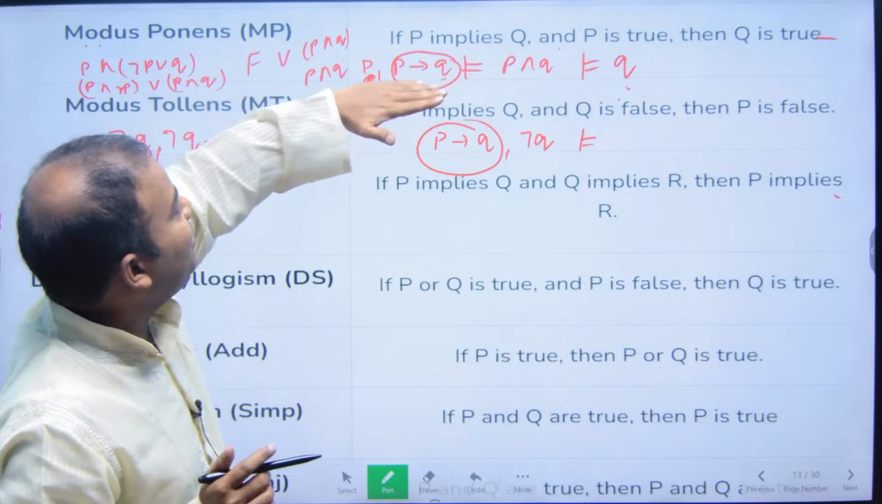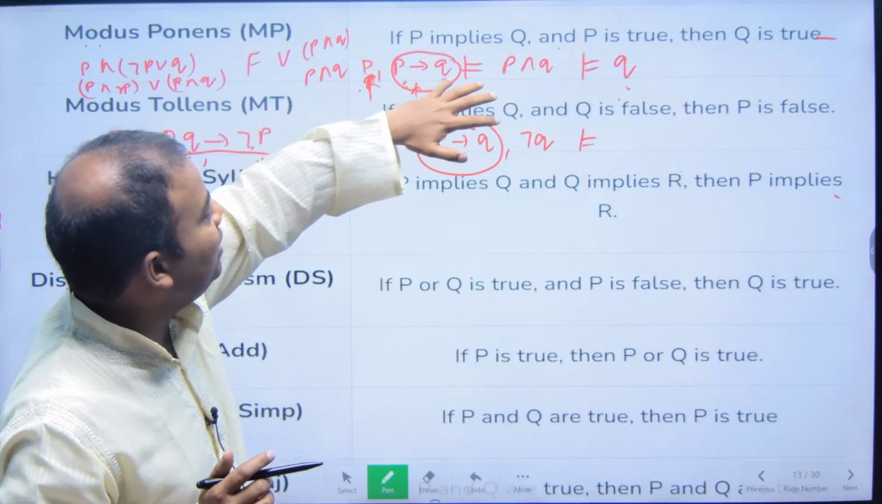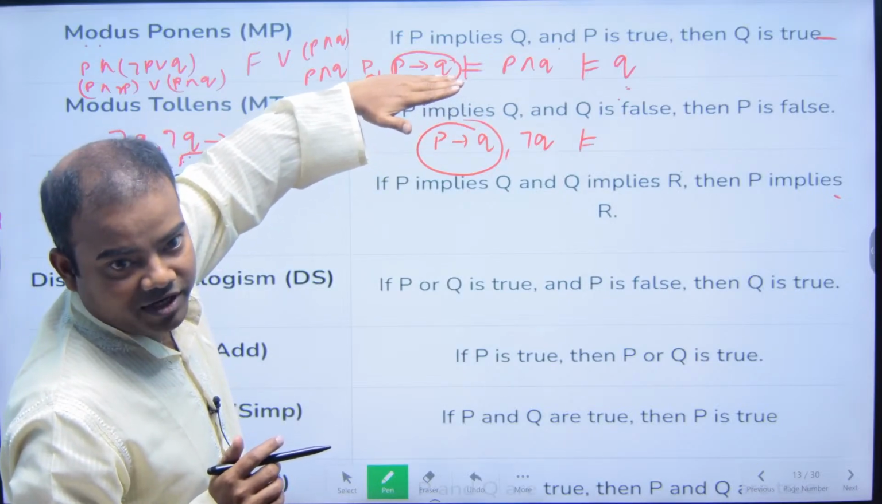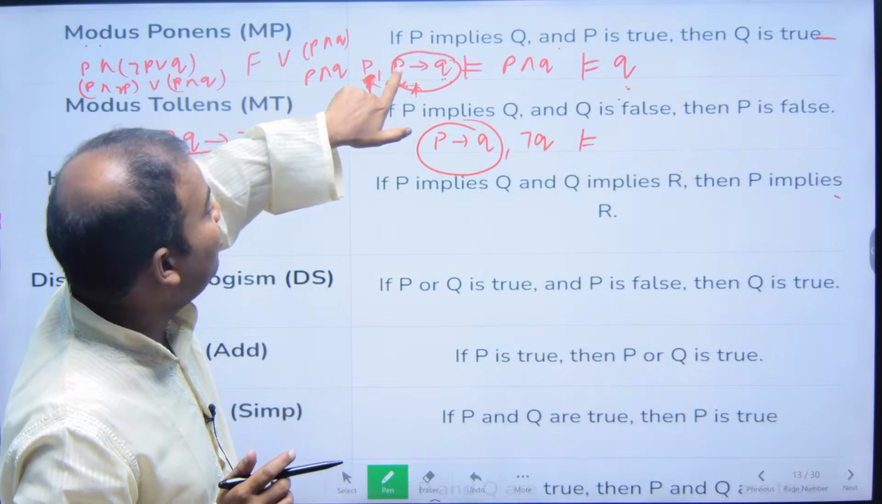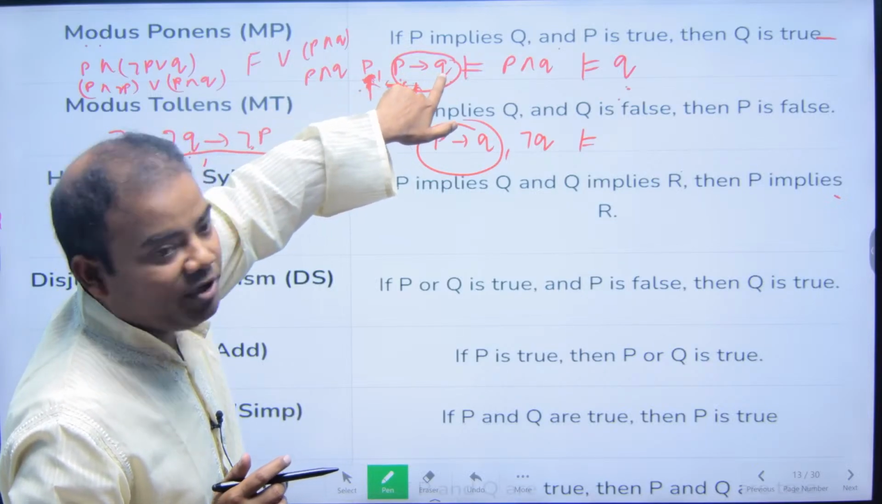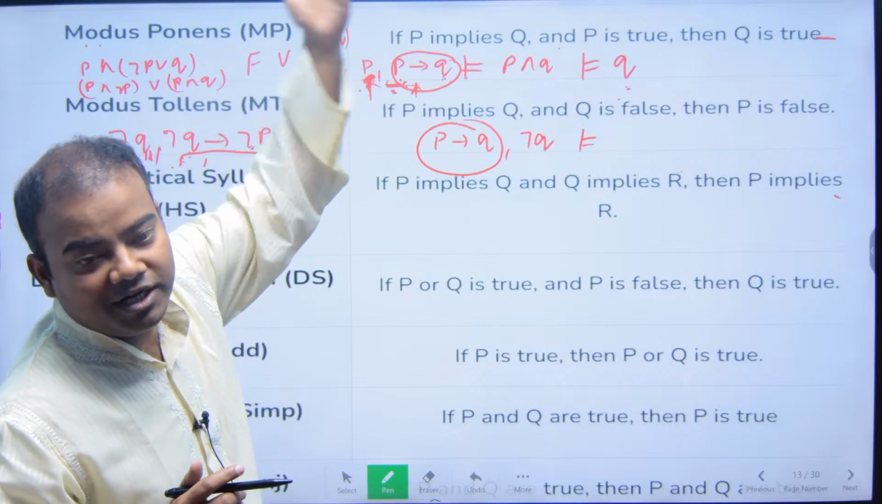हाँ, यहां पहले if P is true then Q is true. These two statements are given, ठीक है. जैसे मैंने कहा है कि मैं बारिश में बाहर गया, और यदि मैं बारिश में बाहर जाऊंगा तो मैं भीगूंगा, तो इन दोनों स्टेटमेंट का कंक्लूजन क्या होगा?